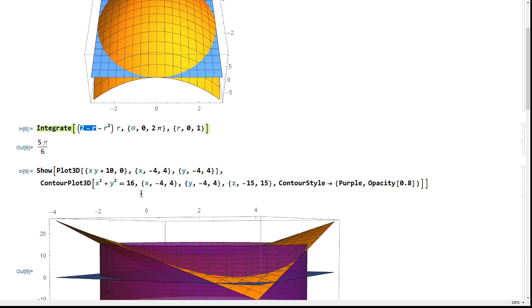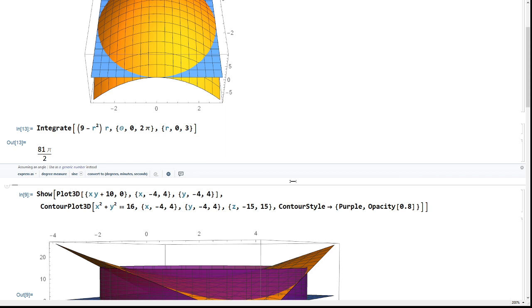We have 9 minus r squared times r, 0 to 2 pi for theta, and 0 to 3 for r. All right, so the important thing to remember about Integrate is the first set of bounds is for your very outside integral, the very left integral. The next set of bounds is for the next integral to the right. So you list your bounds in the same order you list your integrals. Right? So, all right, 81 pi over 2.